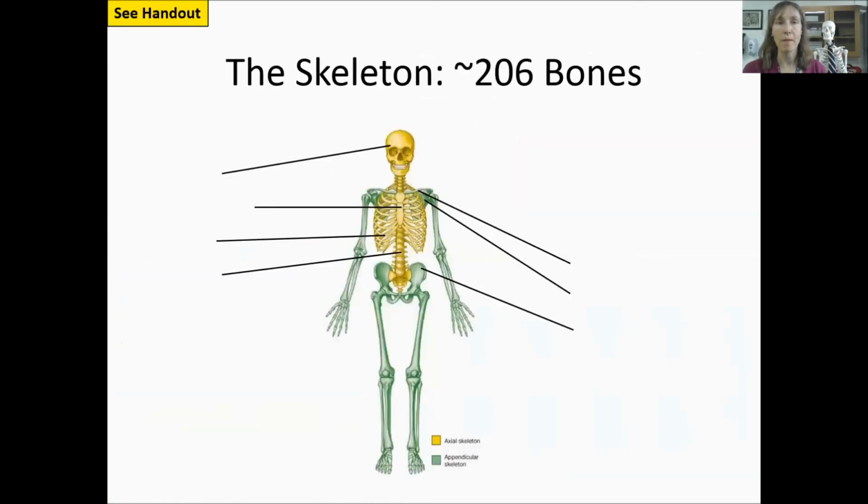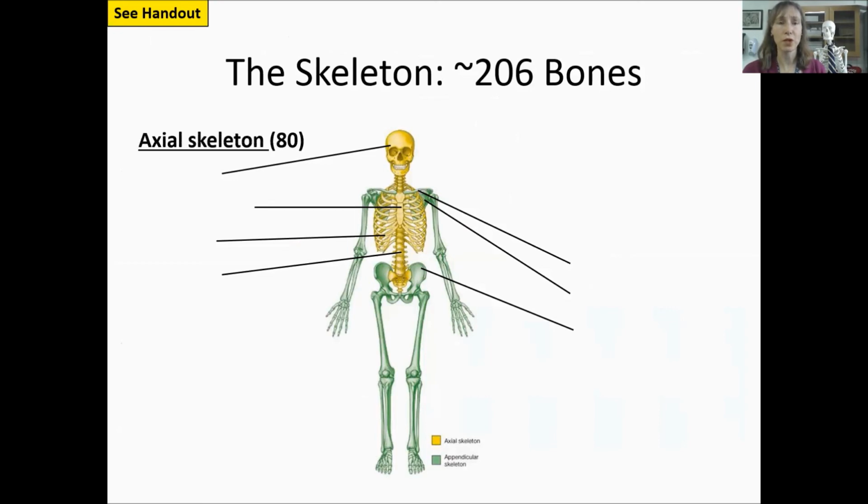All right, so this is one of the handout pages if you want to take notes on it. The skeleton is divided into two different parts, and this part isn't in your textbook, but I think it's interesting. You've got about 206 bones. Now that's an average. Let me give you an example. One of my younger sisters went to a chiropractor and he said, "You've got an extra vertebrae." So she has at least 207 bones, but 206 is the estimate that most people use.